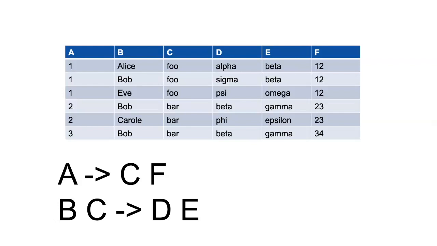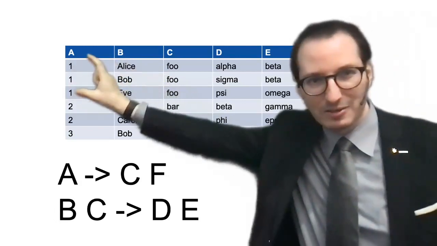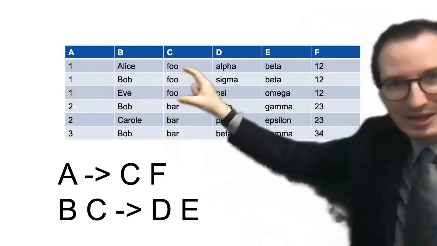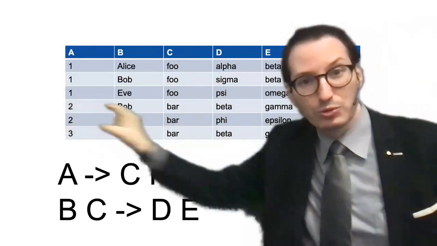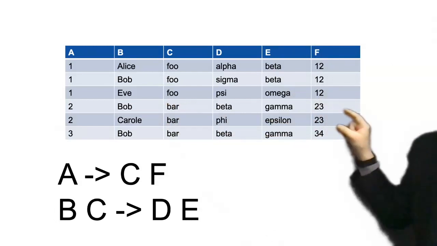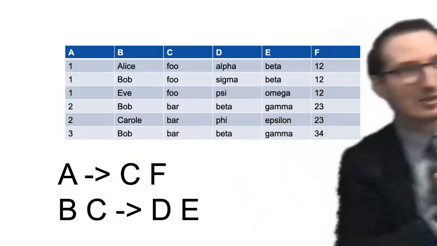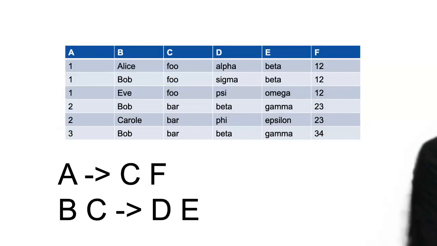Now, who sees the dependency A functionally implies CF? Who sees it in the table? How do you see it? Well, for example, if you look at A when it is equal to 1, it corresponds to these three tuples right here, where A is equal to 1. Now look at C and F. It's always the same here and here. Now, the two where A equals 2, it's always the same values of C and the same values of F. So this is how you spot this functional dependency right here. Who sees it now? All right.